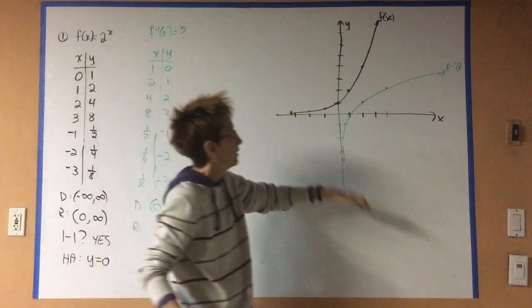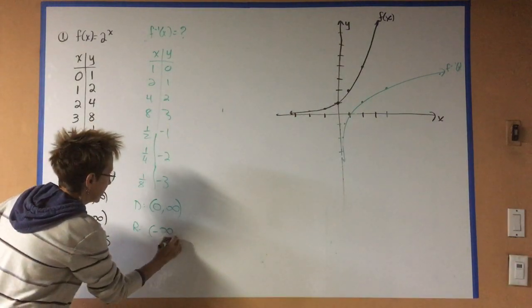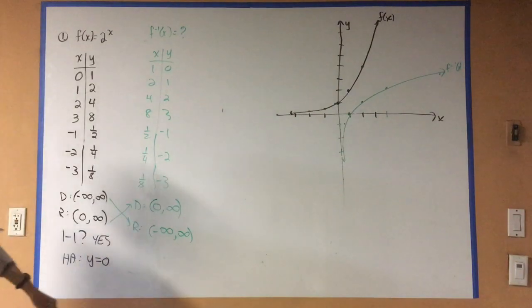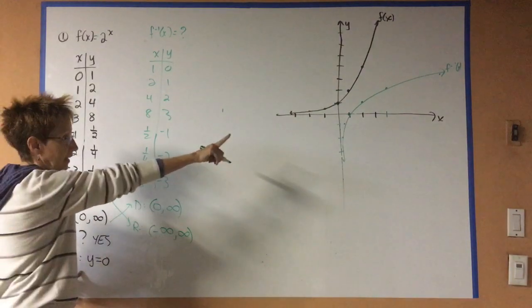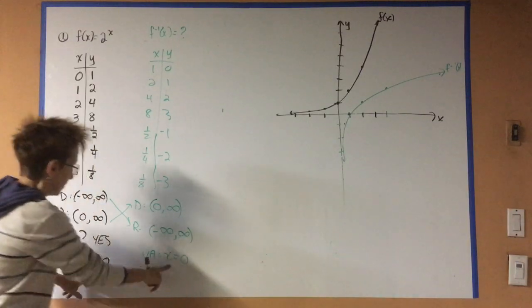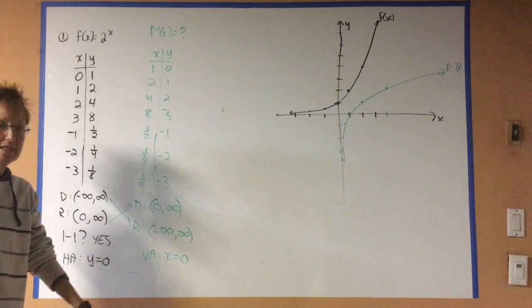The range of the green function, negative infinity to positive infinity. And again, I should see these exchanging with each other, which I do. And this guy, the inverse function, has a vertical asymptote of x equals 0. Look at the exchange. Again, vertical, horizontal, y, and x equals 0.